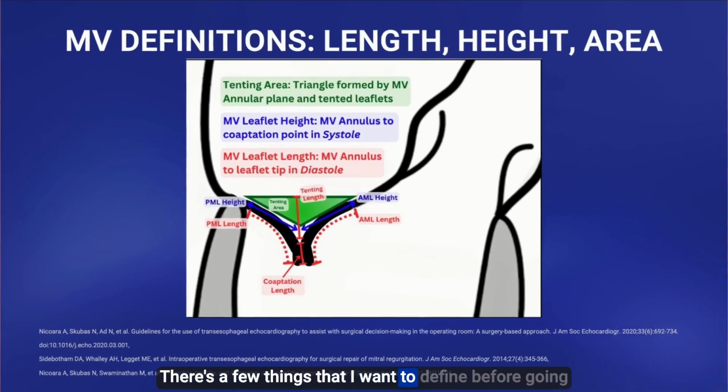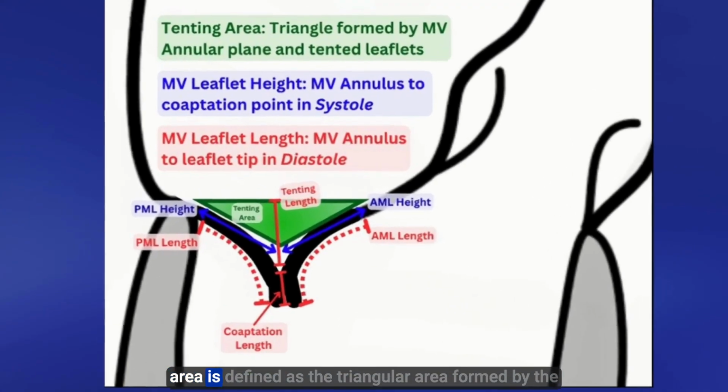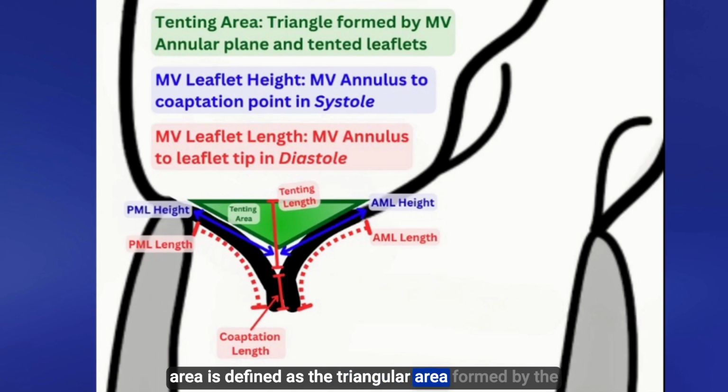There's a few things that I want to define before going any further to make sure we are all on the same page as far as terms for mitral valve assessment. The tenting area is defined as the triangular area formed by the mitral valve annular plane and those tenting leaflets. Remember, in secondary ischemic MR, that tenting area is predictive of repair failure. Also, tenting length is the distance from that mitral valve annular plane to the coaptation point. Tenting length greater than 1 centimeter is predictive of mitral valve repair failure in ischemic secondary MR as well.